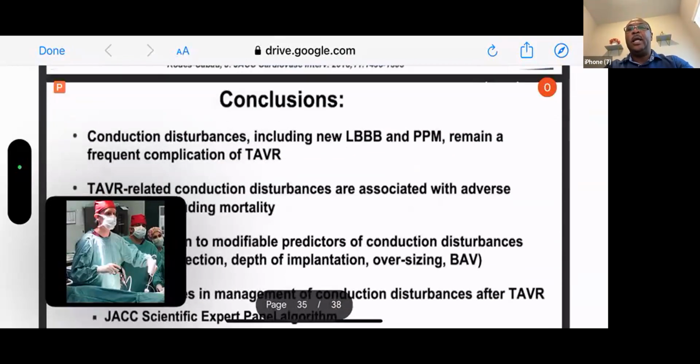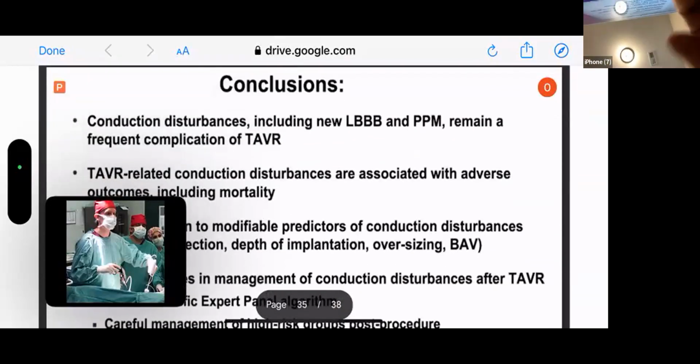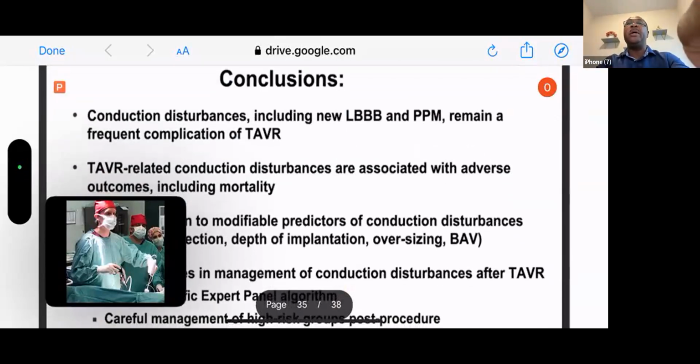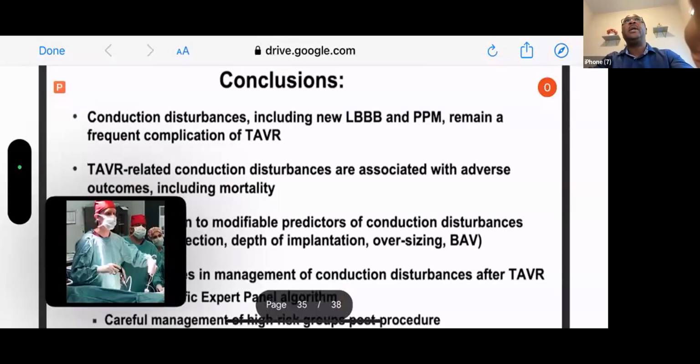So in conclusion, conduction abnormalities and disturbances, which include the new left bundle branch block and permanent pacemaker placement, remain a frequent complication of TAVR. And then the TAVR-related conduction disturbances are associated with adverse outcome, including mortality.